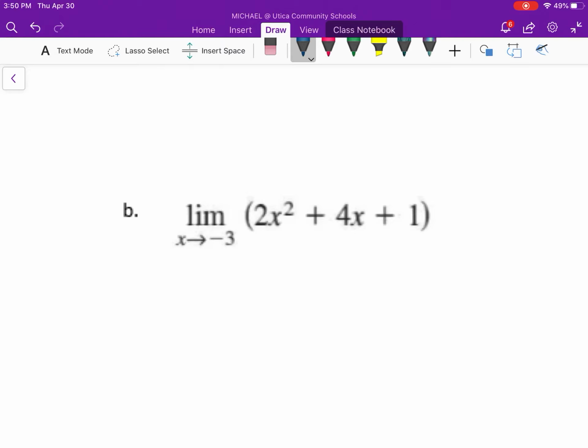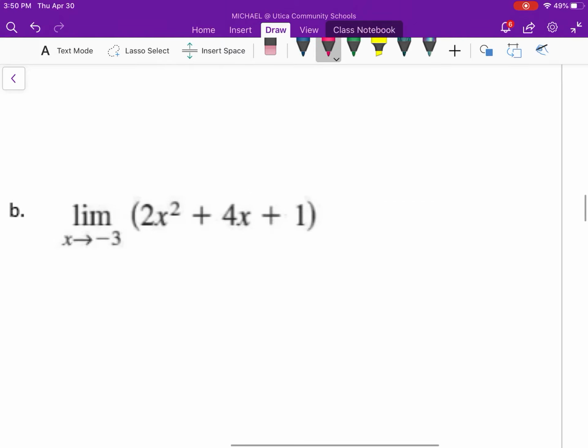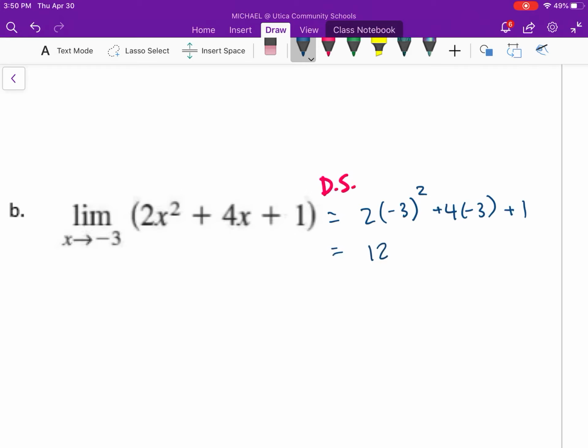All right, let's try part B. Similar. I'm going to try direct substitution. I'm going to plug in a -3: 2 times -3 squared, plus 4 times -3 plus 1. Simplify that. I get 18 minus 12 plus 1, which is 7. So the limit is 7. Go ahead and pause the video for right now and work on examples C and D.